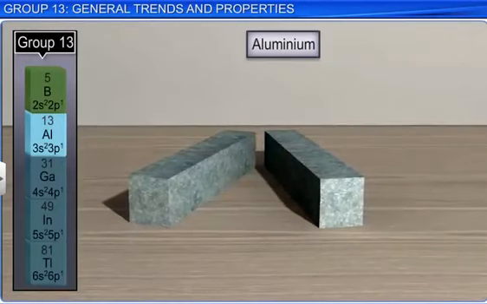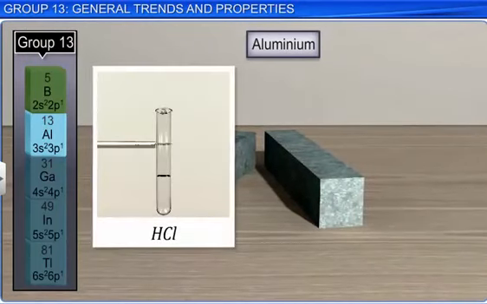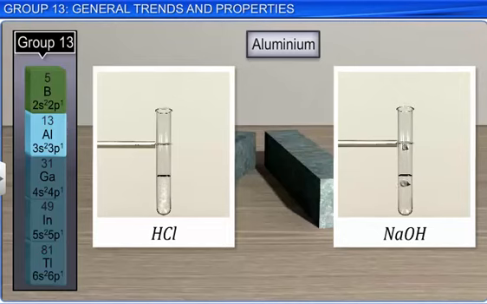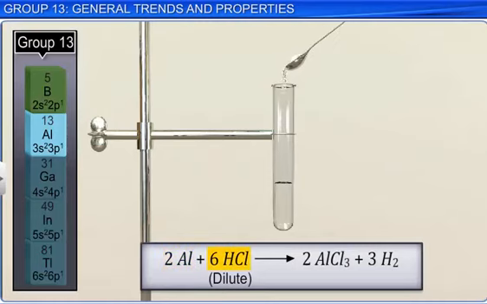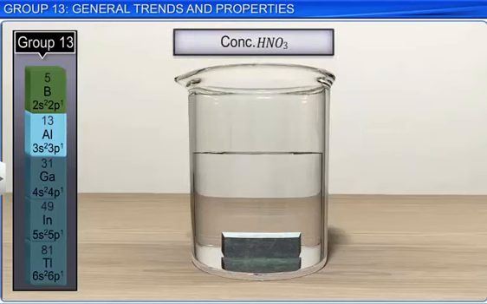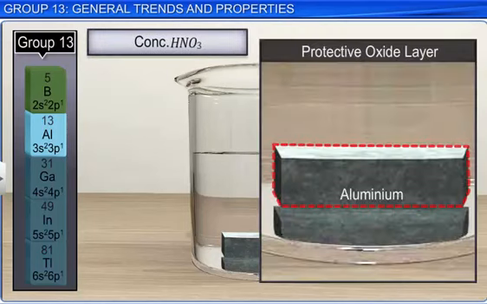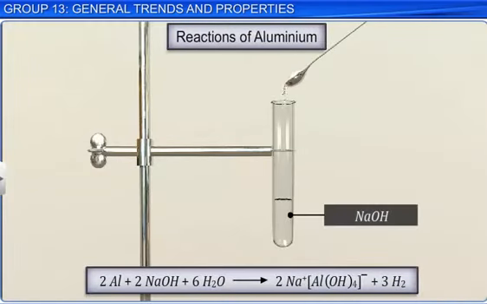Aluminium is amphoteric. It dissolves in mineral acids, such as HCl, and it dissolves in aqueous alkali solutions. Aluminium reacts with dilute hydrochloric acid in a single replacement reaction, as shown here. Hydrogen gas bubbles out of the mixture. In the presence of concentrated nitric acid, aluminium forms a protective oxide layer on its outer surface, preventing further reaction. In the presence of hydroxides, aluminium reacts to form complex ions and release hydrogen gas.